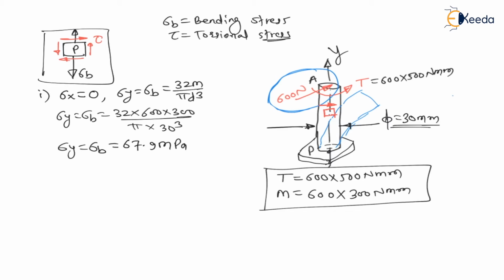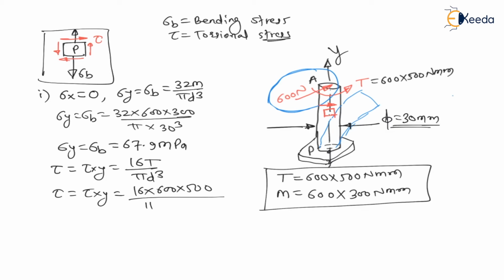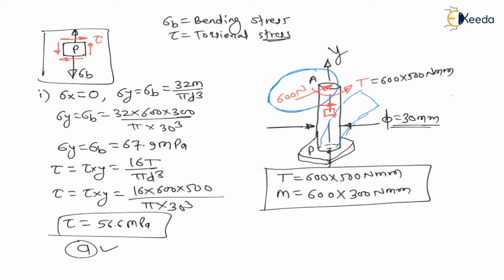As well, if I want to find torsional shear stress, which is nothing but tau xy, the formula for torsional shear stress is 16T upon pi d cube. Now put the values. Therefore, torsional shear stress, tau xy, is equal to 16 into 600 into 500 divided by pi into 30 cube. If I find the answer for this, you will find that the answer is 56.6 MPa, right? Therefore, for the first question, the normal and shear stress in MPa at point P are, option A is correct. For the first question, option A is correct.